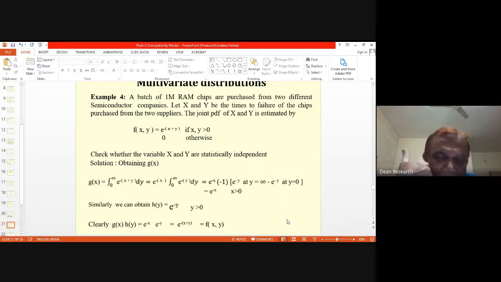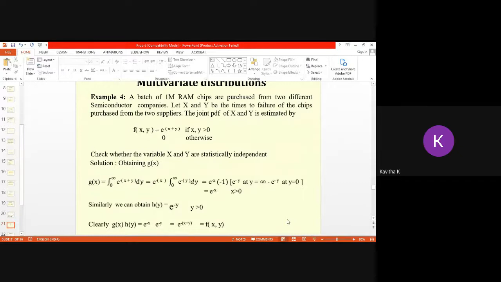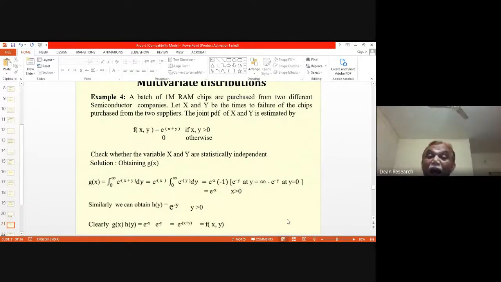Now compute the product. What do you get as the product? g of x and h of y is equal to e to the power of minus x into e to the power of minus y. That is equal to e to the power of minus, outside the bracket, x plus y. What is this? It is same as f of x comma y, right? Yes or no? Yes, sir. Given. It's given. That's true.